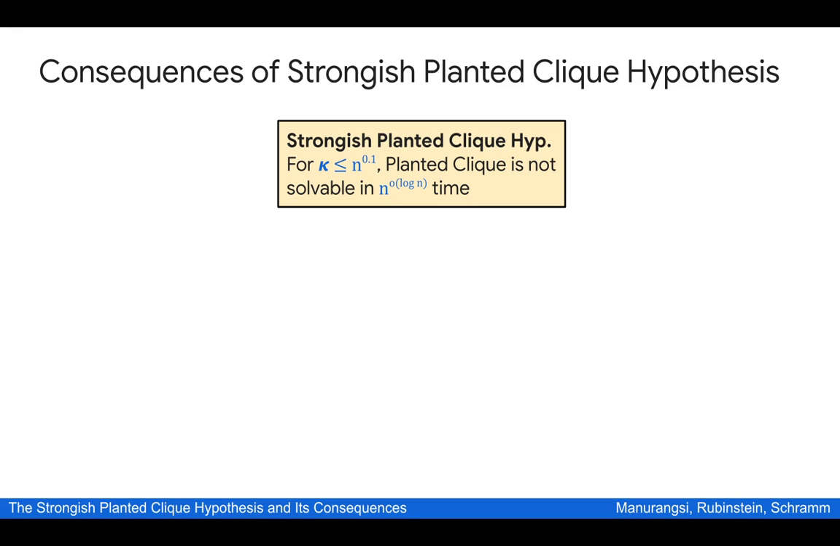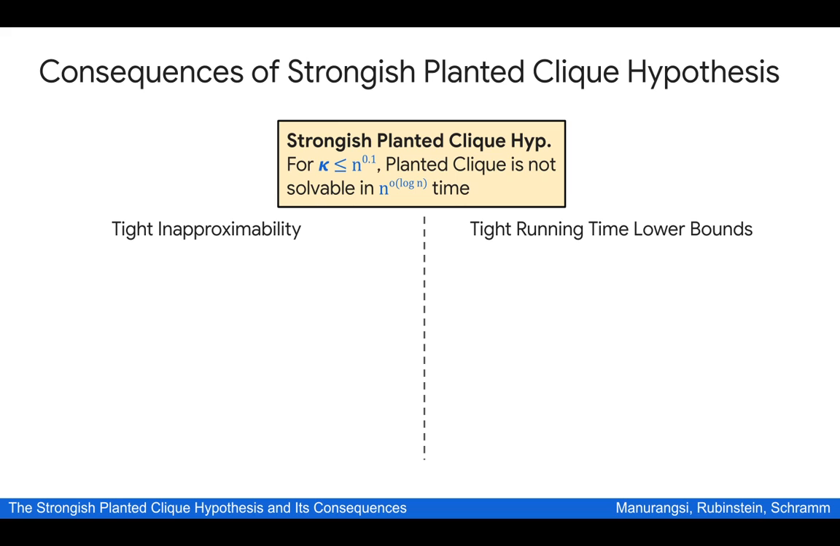Okay, so hopefully I have convinced you that this hypothesis is at least plausible. Let us now move on to discuss what we can actually prove using this hypothesis. The results that we can achieve assuming the Strongish planted clique hypothesis can be divided into two groups. First is tight hardness of approximation results, and second is tight running time lower bounds.